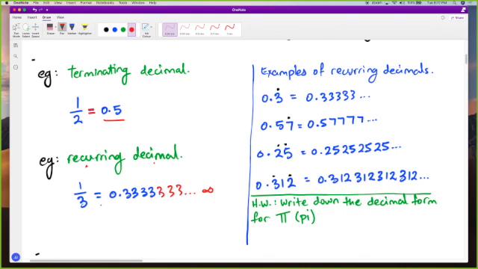So this is the reason why we prefer fractions in mathematics. We prefer, and you can even write that down.